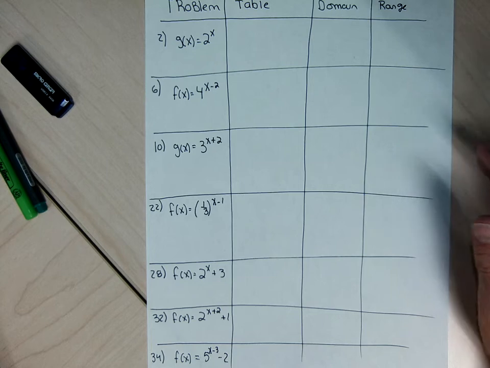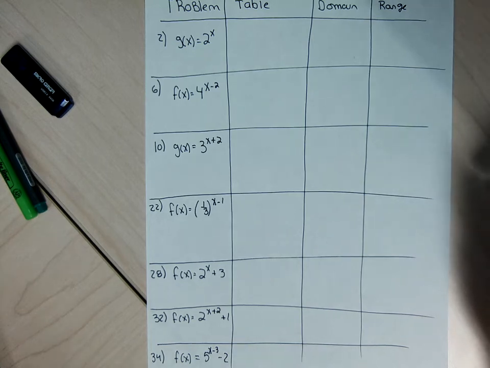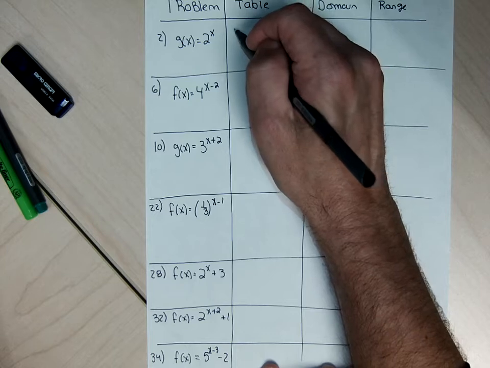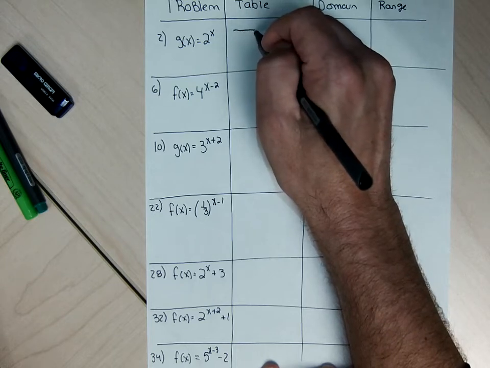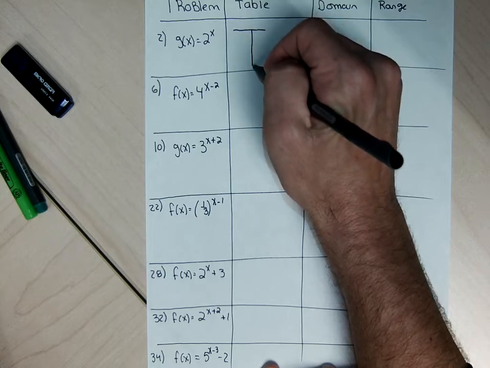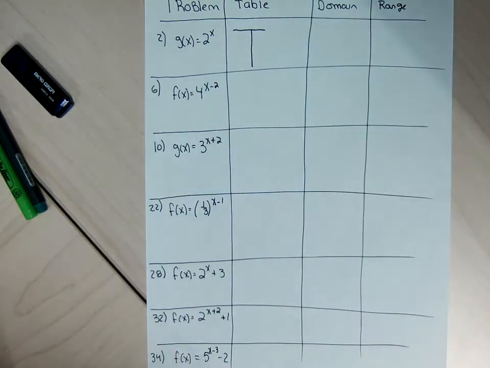So for the problems that I'm going to do, problems 2, 6, 10, 22, 28, 32, and 34, I'm asked to make a table that has 5 values in the x column, sketch a graph, find the domain, and find the range. It's super easy to do all of this without a calculator in terms of getting the table started, knowing what the domain is, and knowing what the range of the graph is.